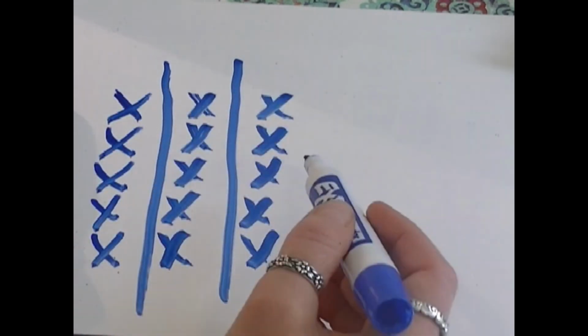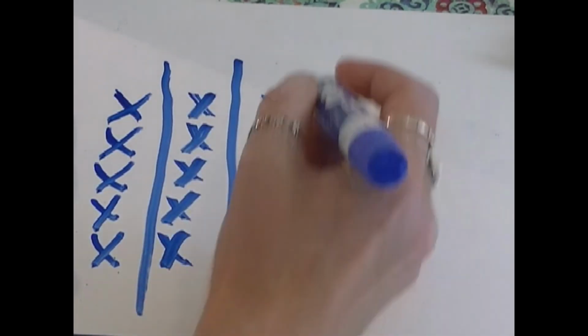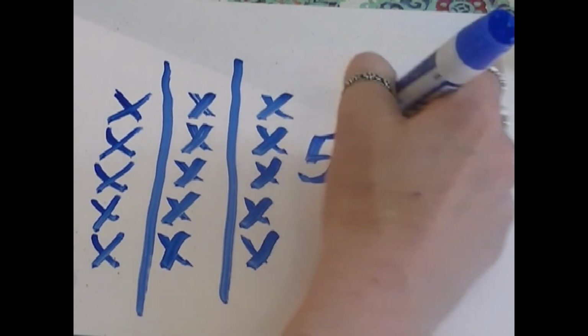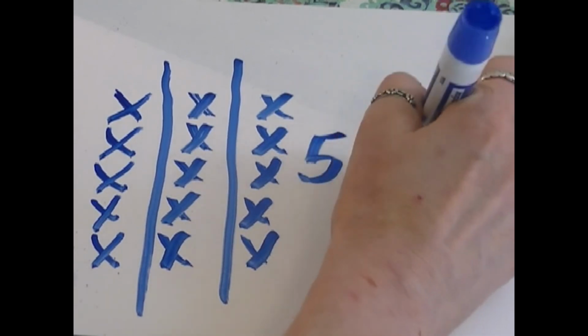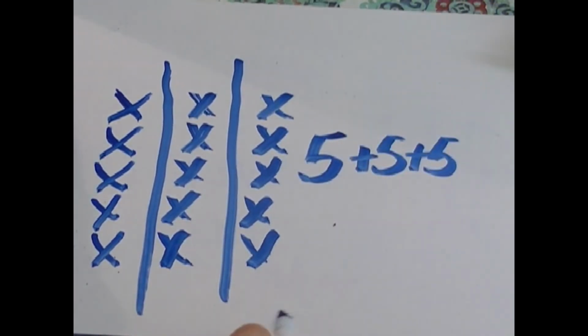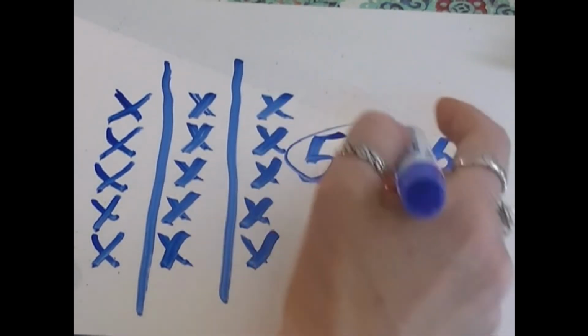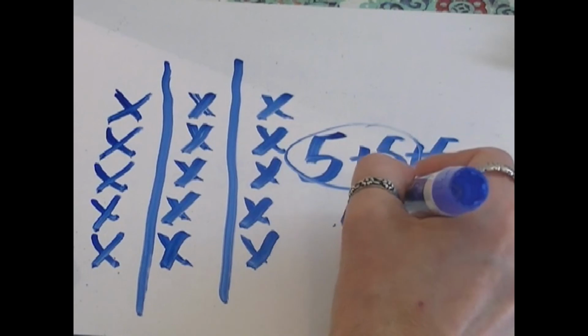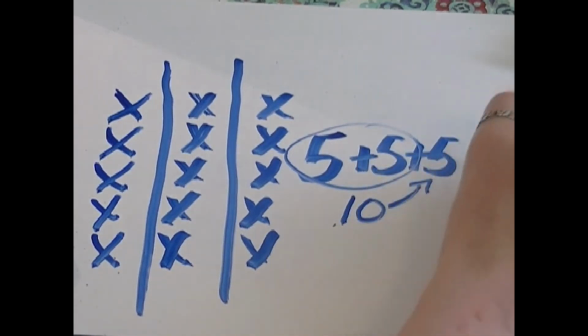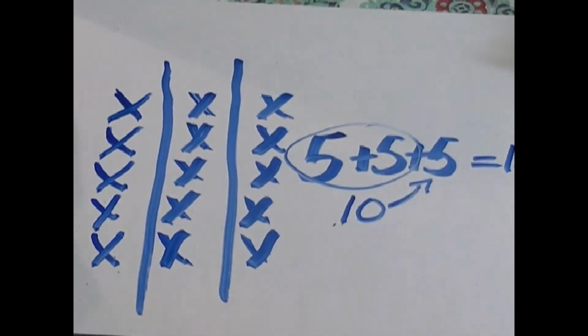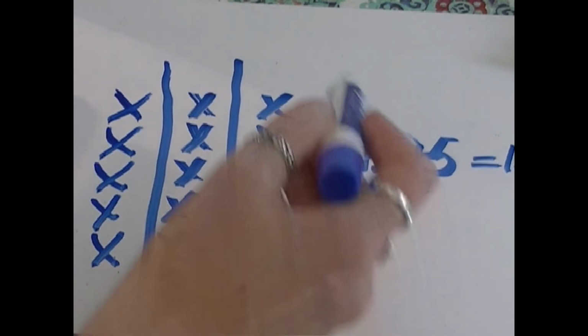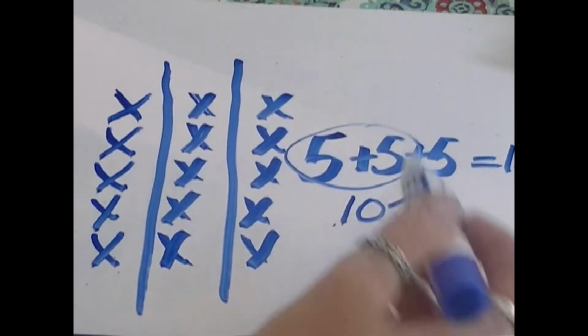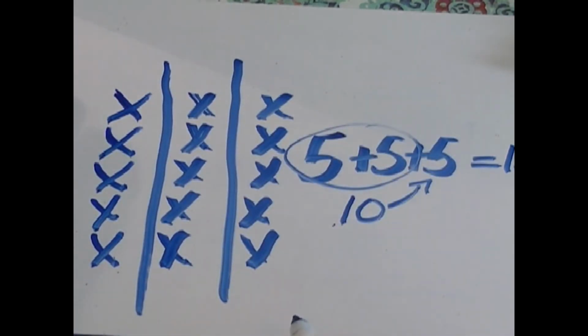3 columns with 5 in each column. Ooh. That's an easy one. 5 plus 5 plus 5, ha! And I know that 5 plus 5 is 10, and 10 plus 5 is, you guessed it, 15. Nice job.